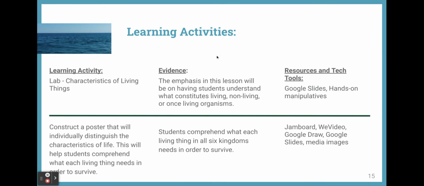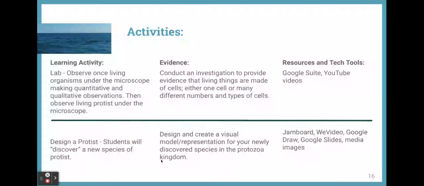So there are 5 learning activities. The first one will be the lab characteristics of living things. This emphasizes what constitutes living, non-living, and once living organisms. From there, students are going to construct those digital posters on the 6 characteristics of living things. Then we will do a lab where students will be observing organisms under the microscope, making both qualitative and quantitative observations. And then we will get live specimens of protists, where students will conduct investigations to provide evidence that living things are made of cells.